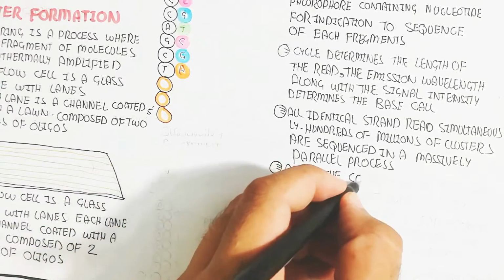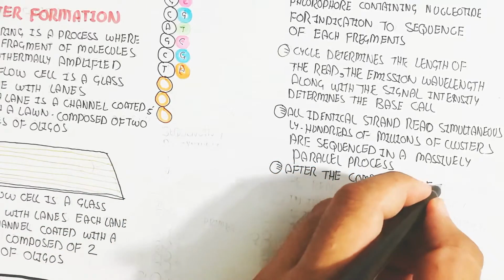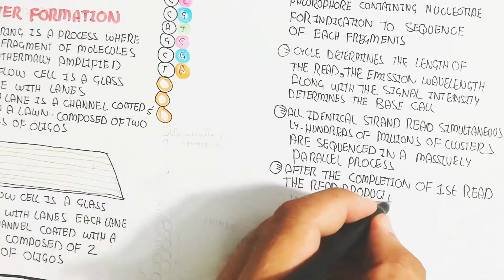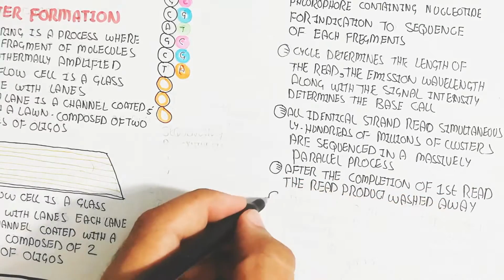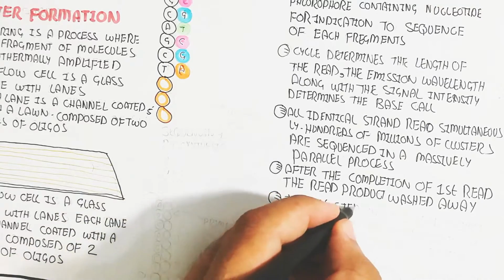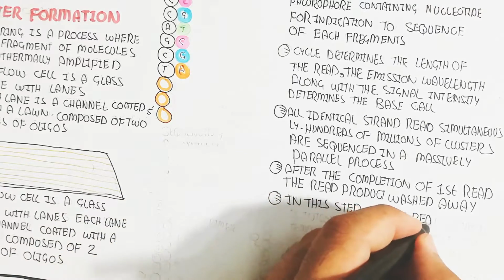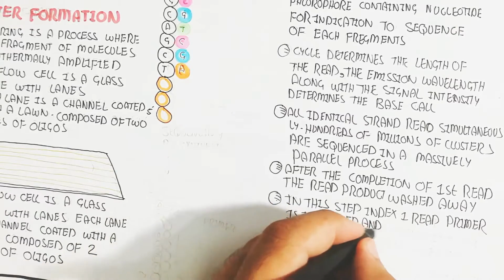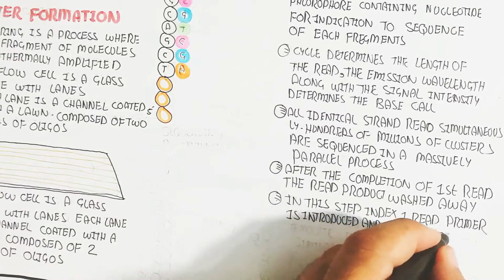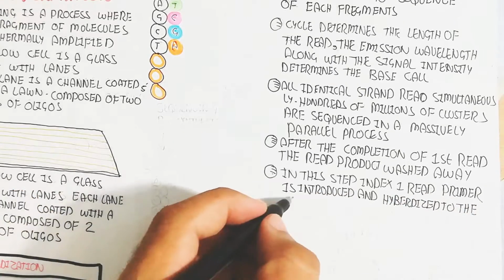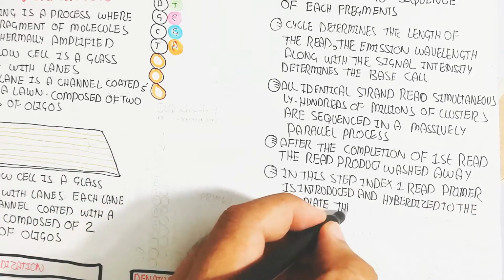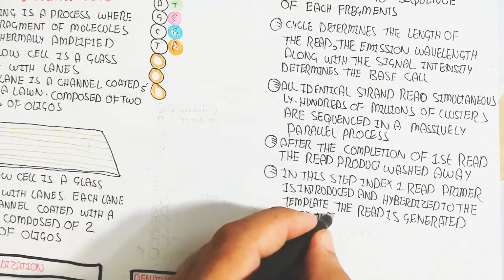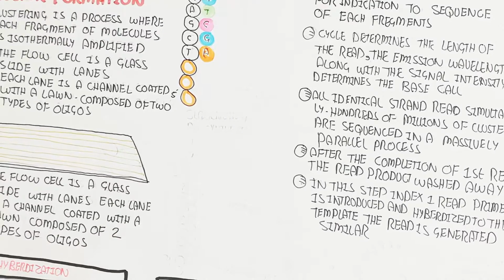After that, all identical strands are read simultaneously, and hundreds of millions of clusters are sequenced in a massively parallel process. After the completion of the first read, the read product is washed away. In this step, the index 1 read primer is introduced and hybridized to the template. The read is generated similarly.